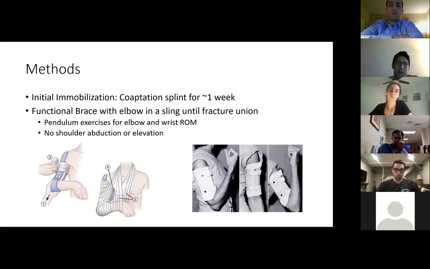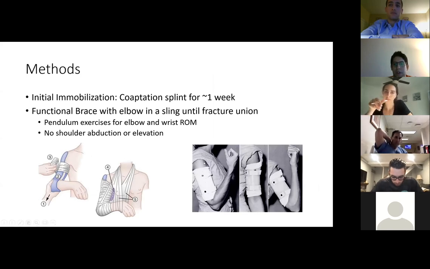And so the method that they followed in this paper was to place the patients in the first week in a coaptation splint seen right here. And the goal of that was just to immobilize the joint as much as possible for the first week, while the patients were able to get through their pain. Usually after about 1 week, the patient's pain had subsided enough that they would be able to place them in the functional brace, which is seen here.